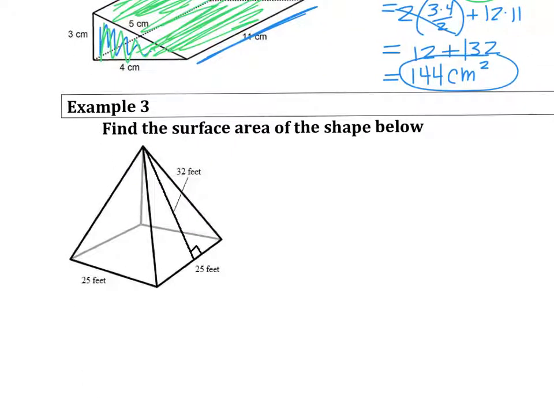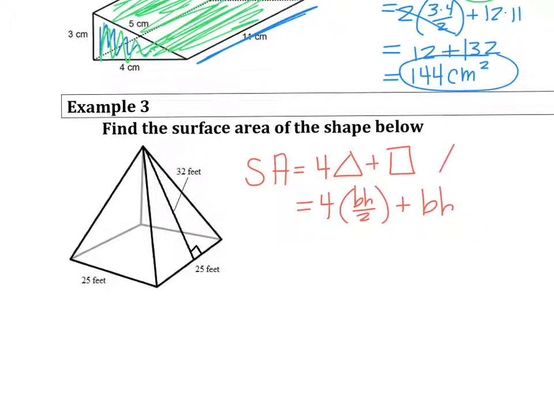Surface area of a square pyramid. If we were to find the net of this, so the surface area, it's going to be 4 triangles plus the square bottom. And so your formula is 4, and then you can do base height divided by 2, or half the base height, plus the base height. Now remember, this base height is of the square, the first base height is of the triangle.